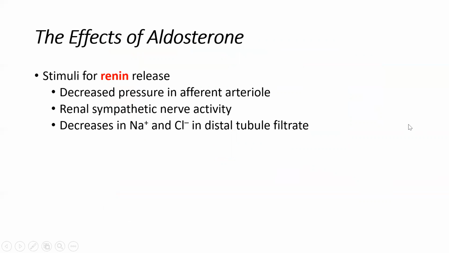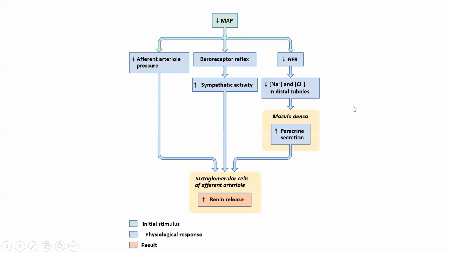So let's summarize here and look at the stimuli for renin. The stimuli for renin are decreased pressure in the afferent arteriole, renal sympathetic nerve activity, or a decrease in sodium and chloride presence in the distal tubule filtrate. So all of this translates to those three scenarios: dehydration, shock, or hemorrhage, right? Decrease in pressure to the afferent arteriole, decrease in the sympathetic activities, and decrease in sodium in the distal filtrate. So again, that's just tying these three things together.